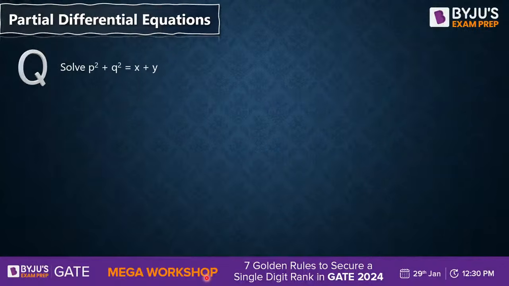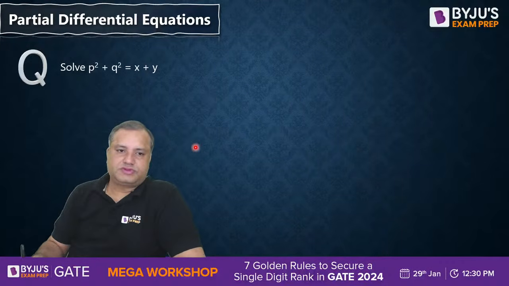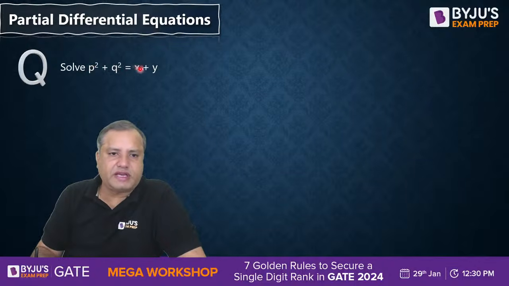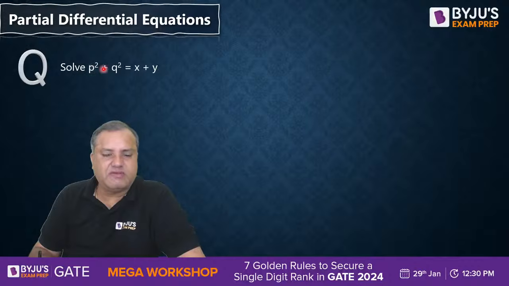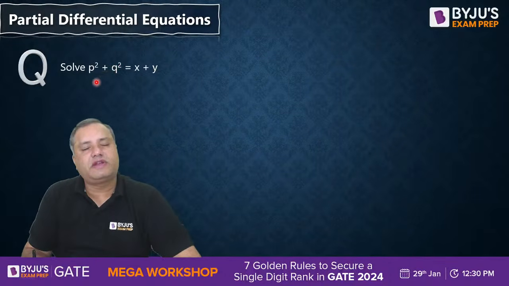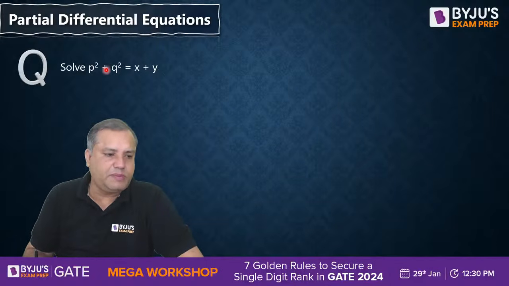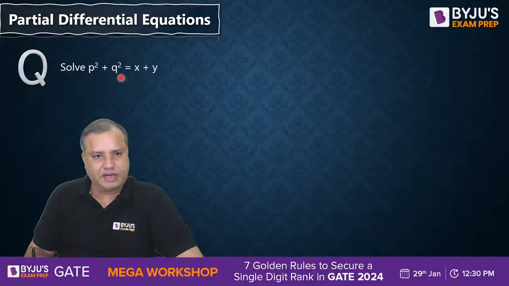So here comes the question from type 3. Students, in this equation, you can see P, Q, X and Y. Before that, see here, as far as the derivatives are concerned, only P and Q are there. Only P and Q are there. Correct?